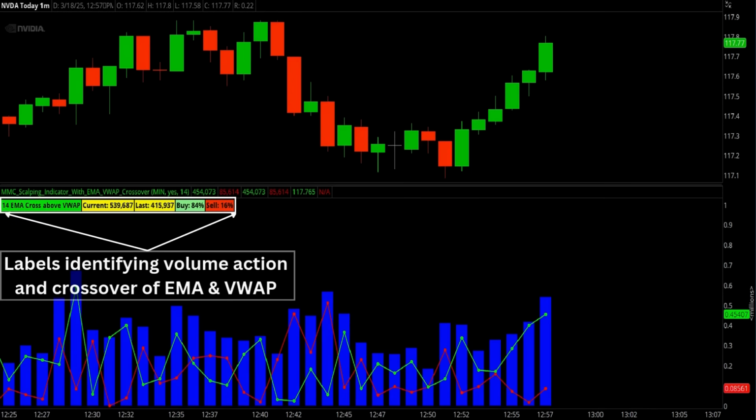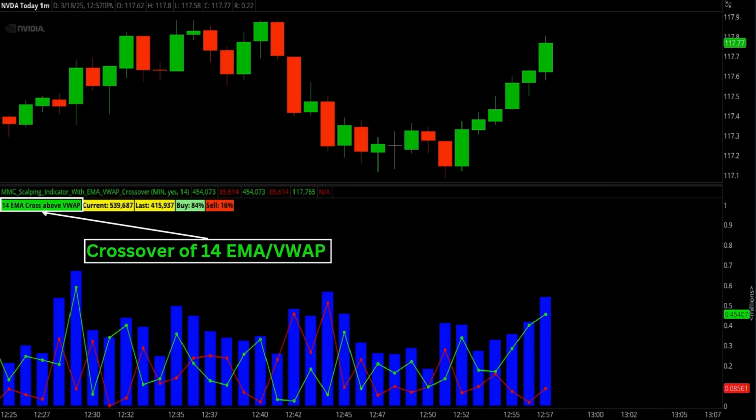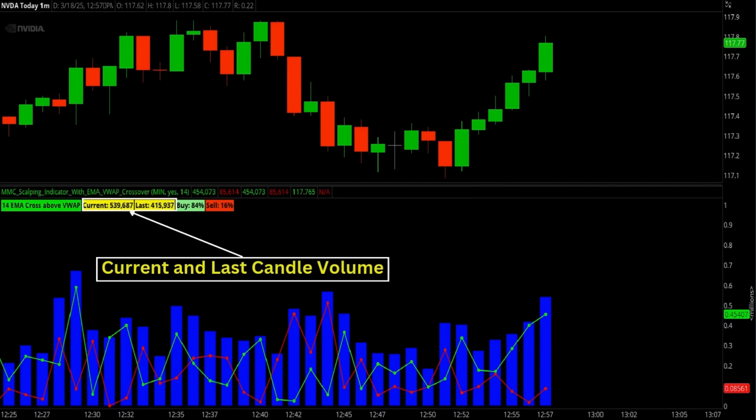In addition, the longer-term crossover between the 14 EMA and the VWAP helps the trader see longer trends. As we break down these dynamic labels, we will see on the left that a green or red label illuminates when the 14 EMA crosses above or below the VWAP, giving the trader a perspective of a longer trend. The yellow labels show the volume of the current and last candle to close, and may notify the trader of a possible shift in interest as the volume increases or decreases with price. This can help them make informed decisions quickly.